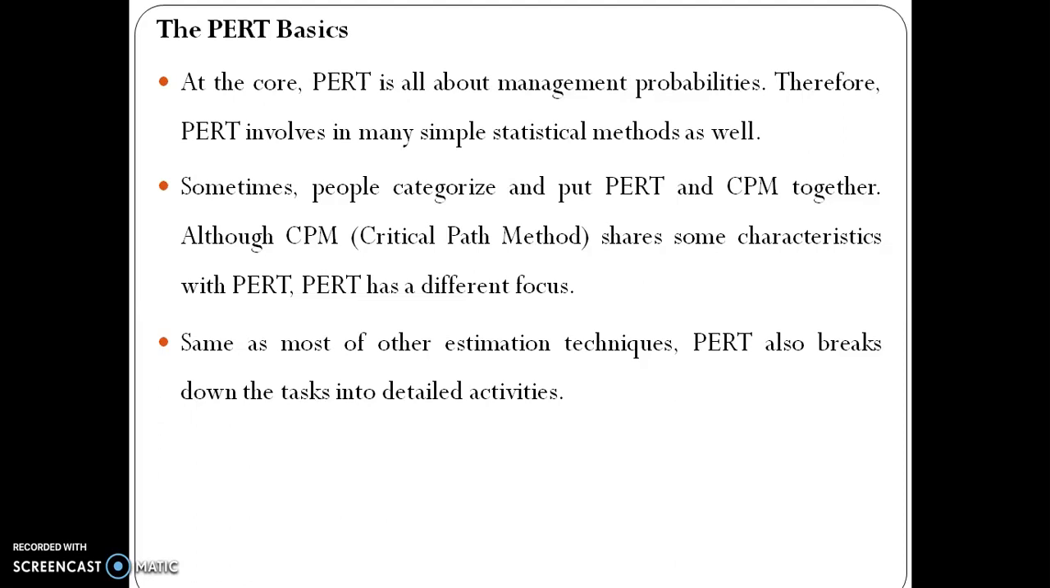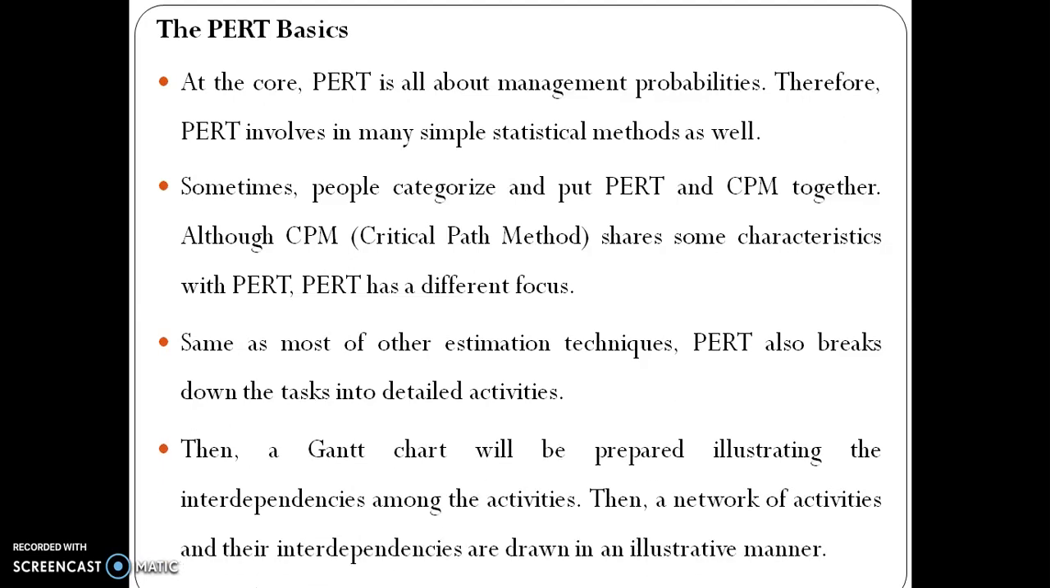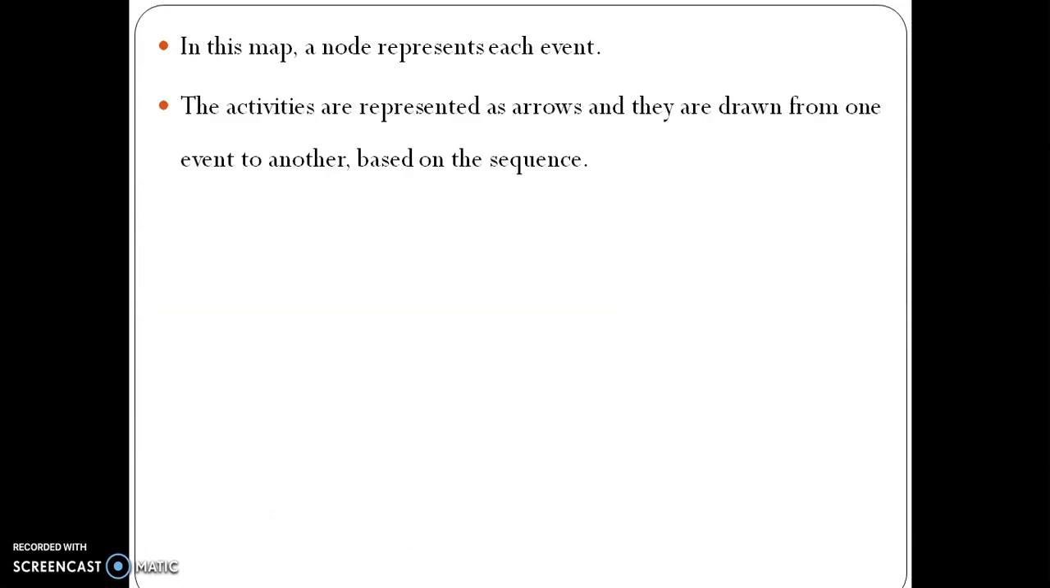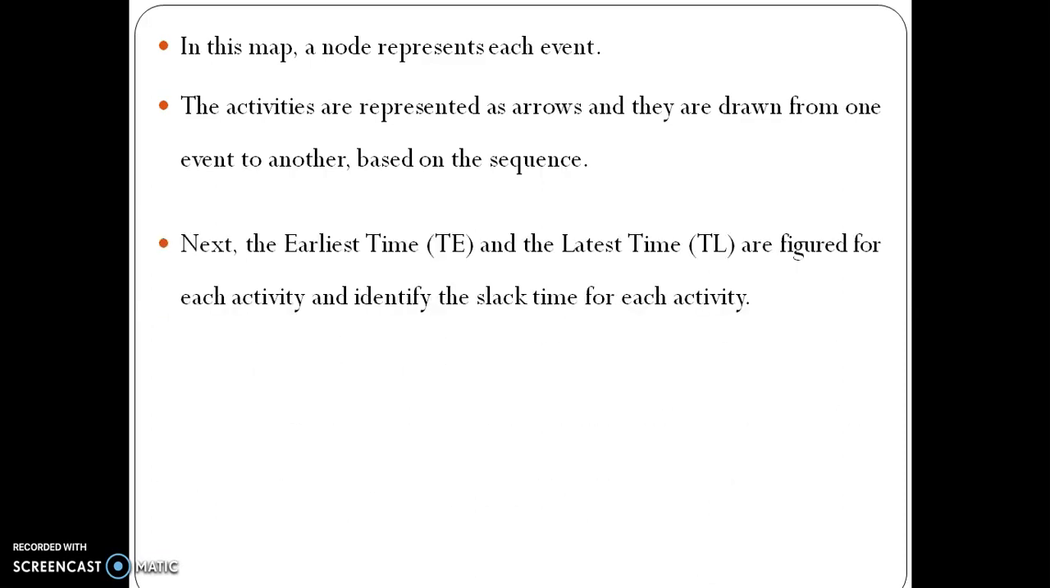Same as most of the other estimation techniques, PERT also breaks down the tasks into detailed activities. Then a Gantt chart will be prepared illustrating the interdependencies among the activities. Then a network of activities and their interdependencies is drawn in an illustrative manner. In this map, a node represents each event. The activities are represented as arrows and they are drawn from one event to another based on the sequence.